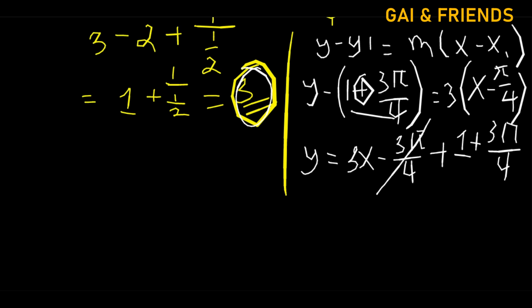Now, negative 3 pi out of 4 goes with positive 3 pi out of 4. Our final equation is going to be y is equal to 3x. And remember, it's not negative 1. This negative goes together with 3 pi out of 4. It's going to be positive 1. So our equation is y is equal to 3x plus 1.